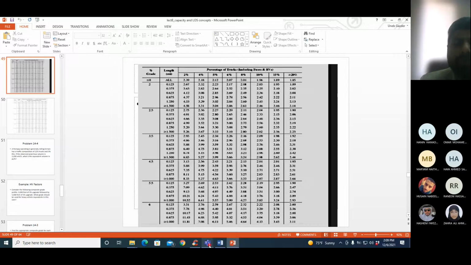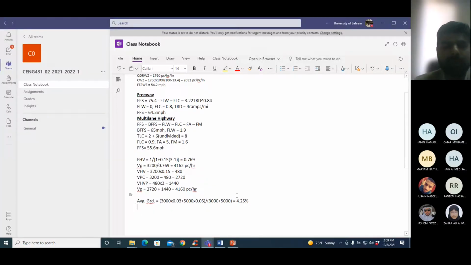So let me assume the percentage of trucks, and we have the normal or standard mix. Standard mix means 30% trailer trucks and 70% single unit trucks. This is the standard normal mix. So I'm assuming these two things.